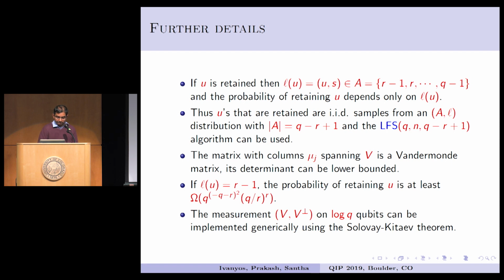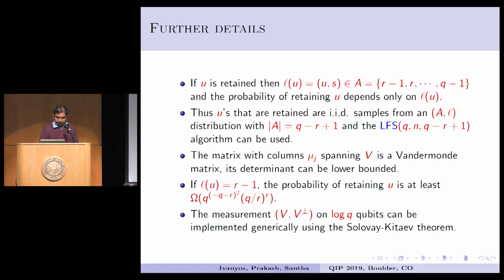Because of this nice algebraic property that this is a Vandermonde matrix, one can actually bound the probability of discarding the samples. And of course, there's a question of how to implement this V, V perp measurement. There can be a specialized procedure for it, but also it's only on log q qubits, so it can be implemented generically using the Solovay-Kitaev theorem with cost only q squared.